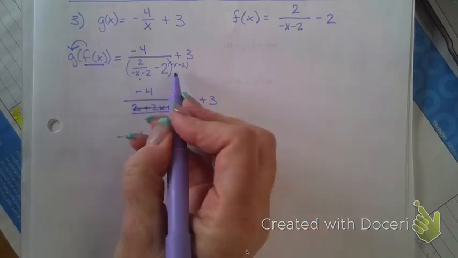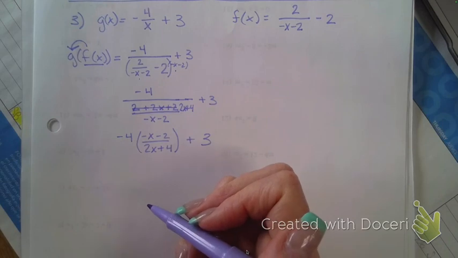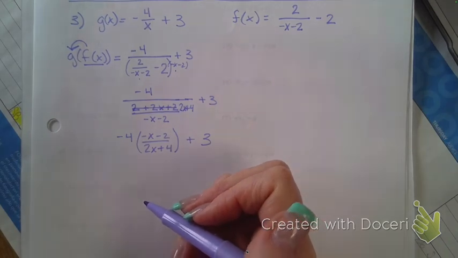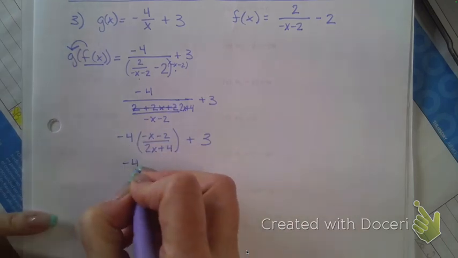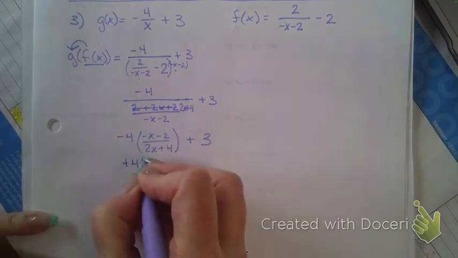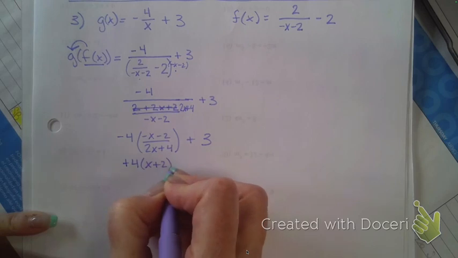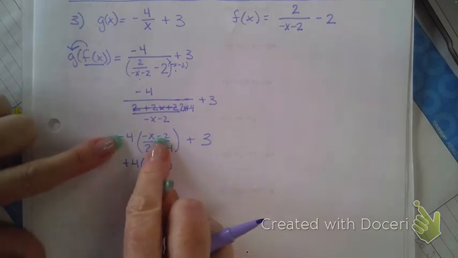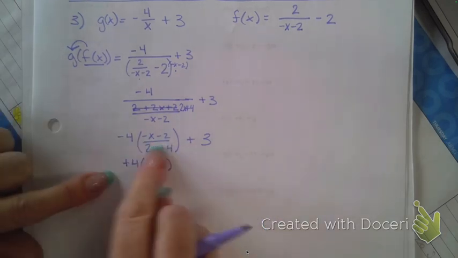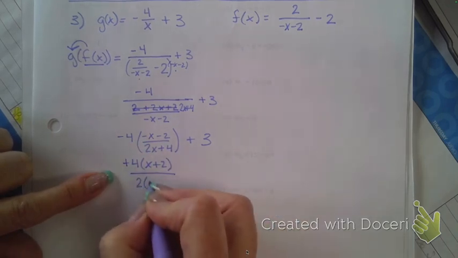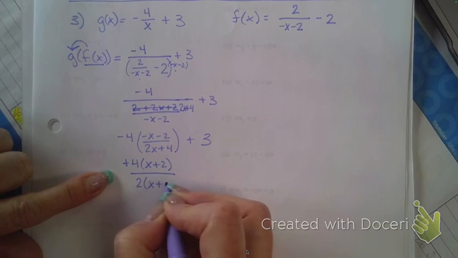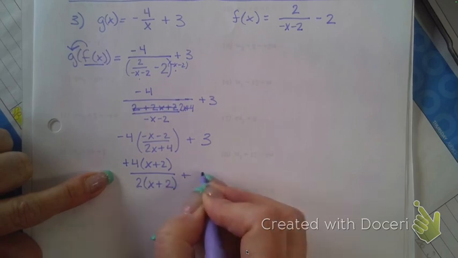Okay. Common denominators. Well, I'm going to write it negative 4. Actually, I'm going to put positive 4 equals x plus 2. What did I do? I factored out a negative. And on the bottom, what can I factor? A 2. Because I have learned that I have to factor those, right?